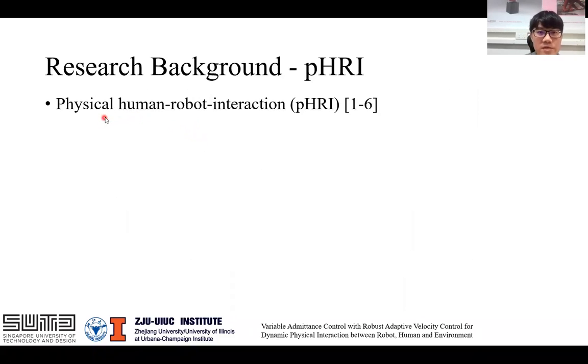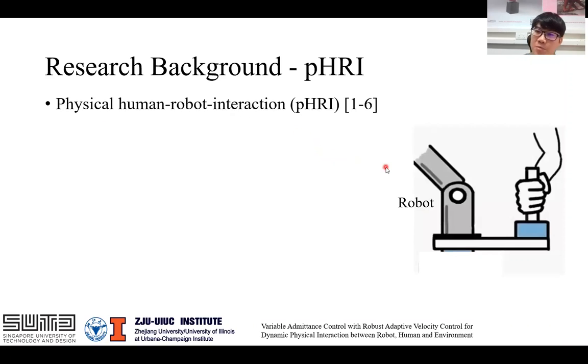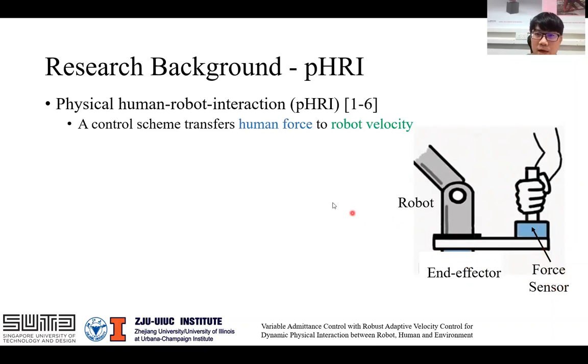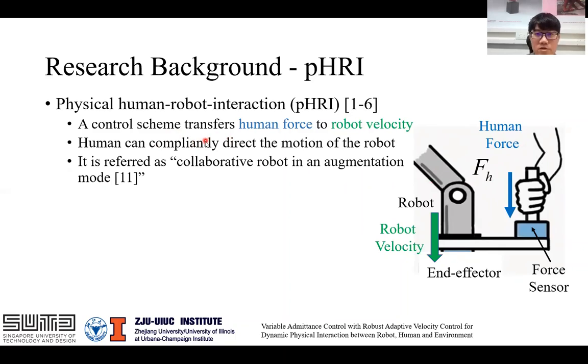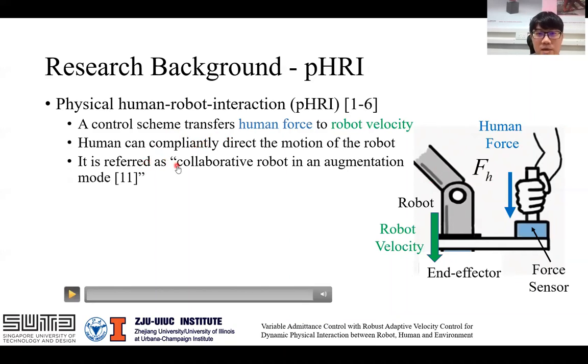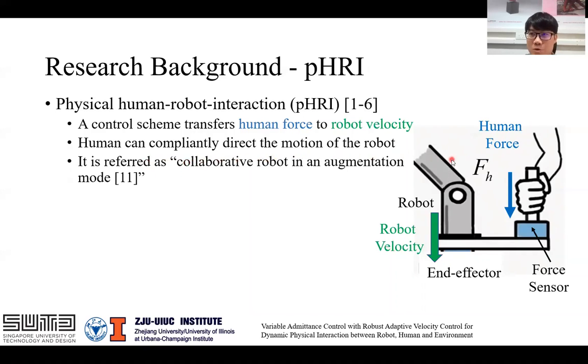Our background is physical human-robot interaction. There are many types of collaborative robots depending on their task. The cobot we use here has a force sensor mounted on the end-effector, and then we design a control scheme to transfer the human force into robot velocity. The feature here is that the human can direct the motion of the robot, and normally the collaboration is compliant. In the literature, this is also often referred to as a collaborative robot in an augmentation mode.